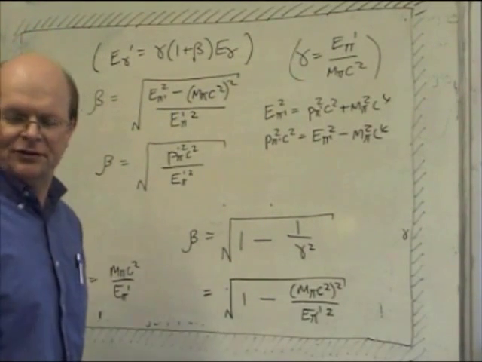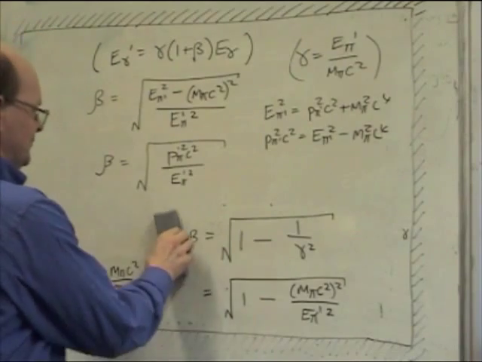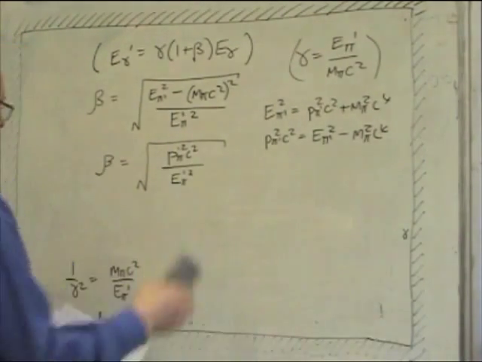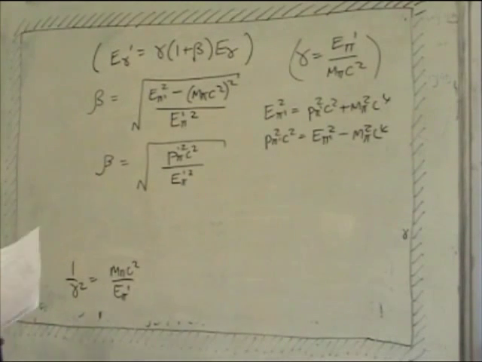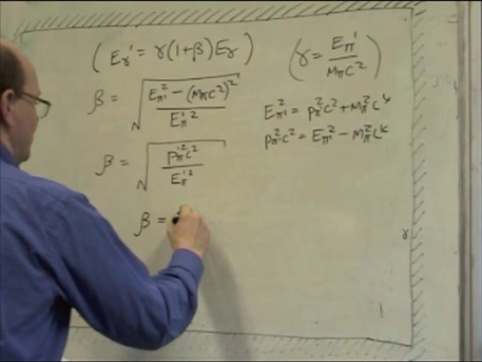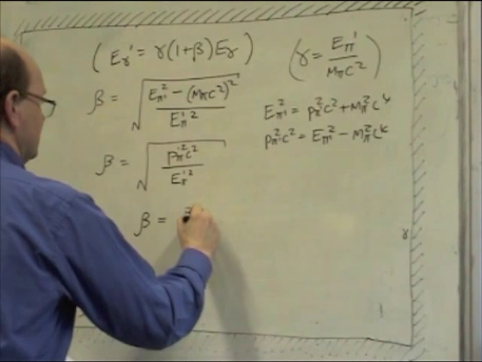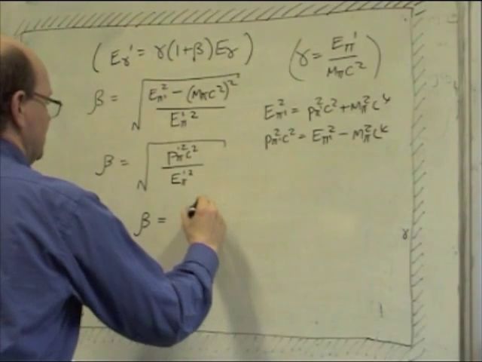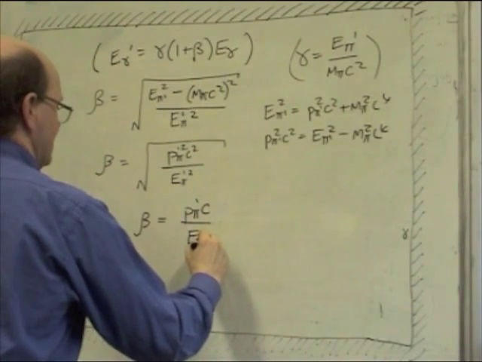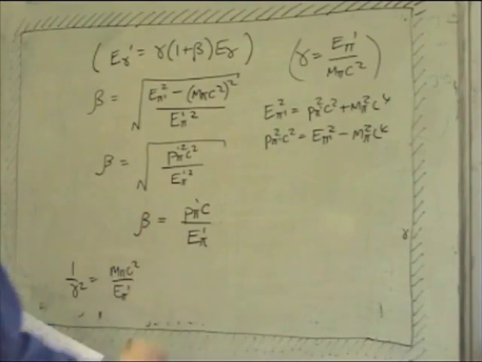So now everything in this expression is squared. So we can take the square root out and write that beta is the ratio of p pi prime c over E pi primed. So that's kind of an interesting result.